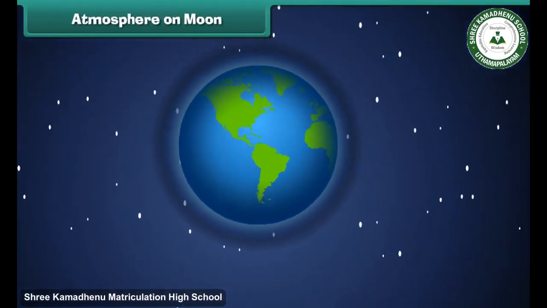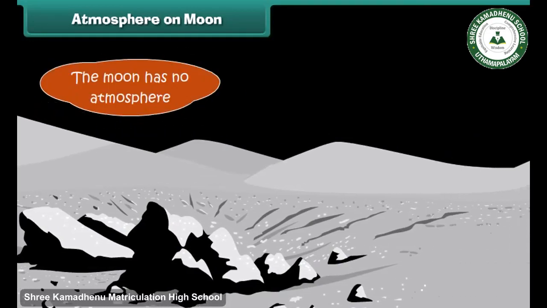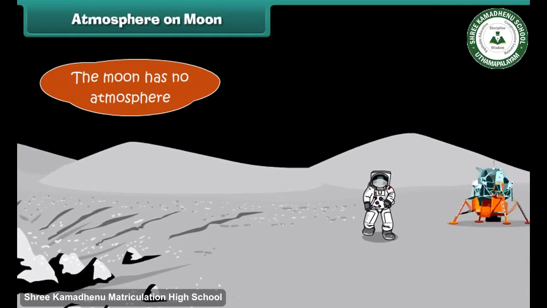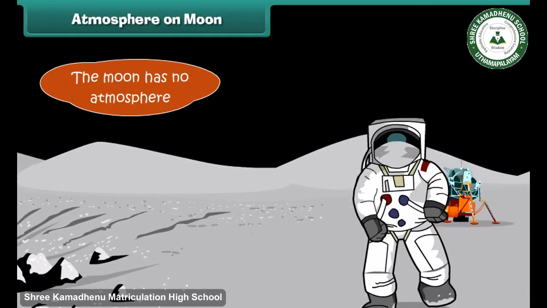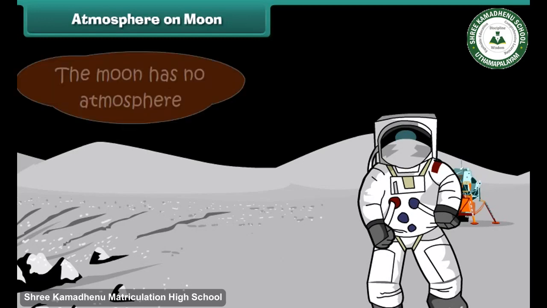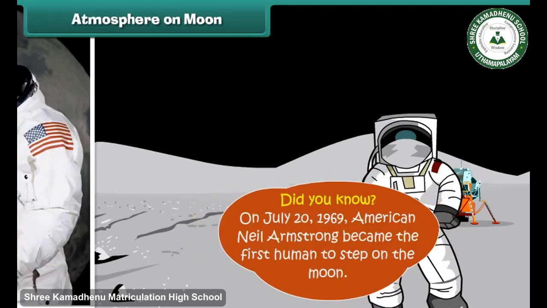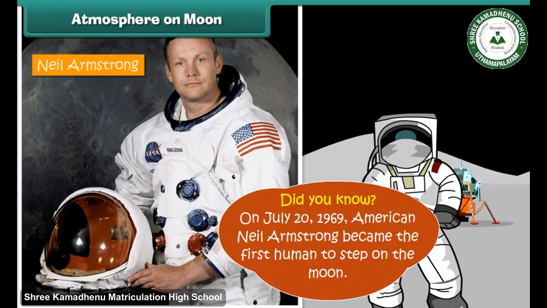Unlike Earth, the moon has no atmosphere, due to which the sky always appears dark even on the bright side. Also, there can be no sound transmission on the moon since sound waves travel through air and the moon has no air. Did you know? On July 20, 1969, American Neil Armstrong became the first human to step on the moon.